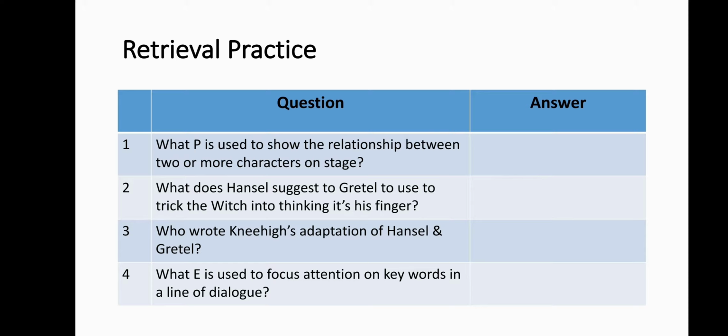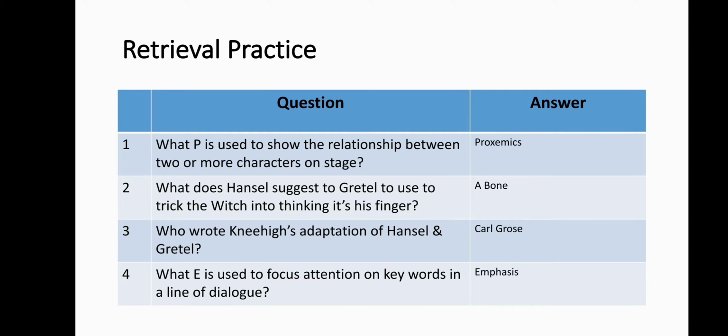Number 1. What P is used to show the relationship between two or more characters on stage? 2. What does Hansel suggest to Gretel to use to trick the witch into thinking it's his finger? 3. Who wrote Nihai's adaptation of Hansel and Gretel? 4. What E is used to focus attention on keywords in a line of dialogue? Pause the video here to answer your questions.